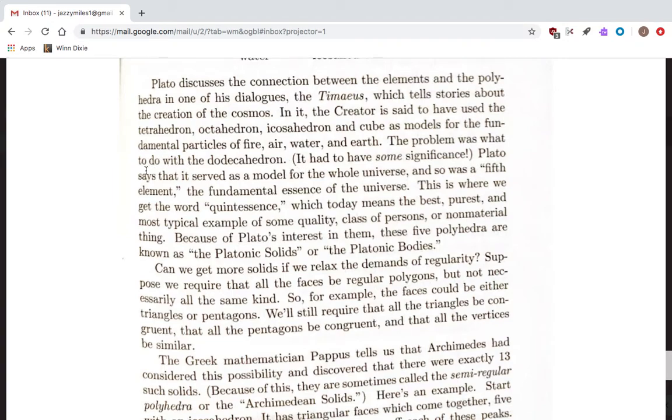The problem was what to do with the dodecahedron. It had to have some significance. Plato says that it served as a model for the whole universe, and so was a 5th element. The fundamental essence of the universe. This is where we get the word quintessence, which today means the best, purest, and most typical example of some quality, class of persons, or non-material thing. Quintessence. Because of Plato's interest in them, these 5 polyhedra are known as the Platonic solids, or the Platonic bodies.